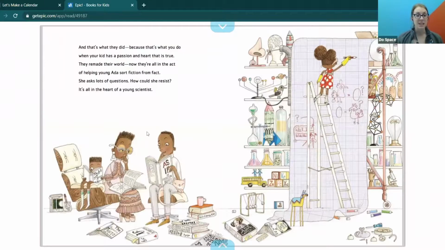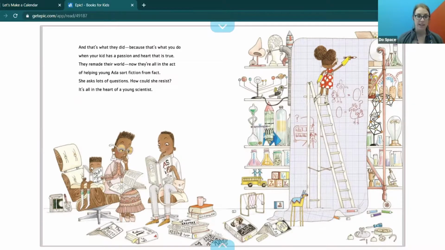And that's what they did, because that's what you do when your kid has a passion, a heart that is true. They remade their world, and now they're all in the act of helping young Ada sort fiction from fact. And she asked lots of questions. How could she resist? It's all in the heart of a young scientist.